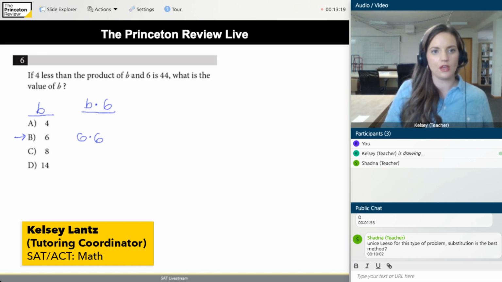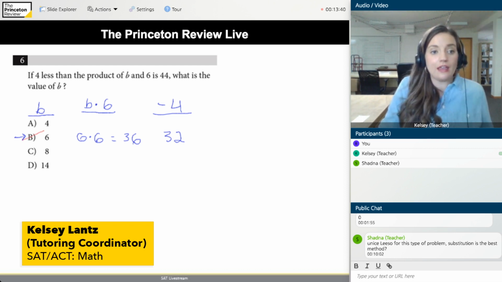Okay? And then the final step is 4 less. So we've got to translate that into what it is, which is subtracting 4. So if we subtract 4 from 36, that gives us not 44, it gives us 32. So that's not our right answer. And again, we're too low. So we can eliminate A and B because this value is too small. So let's try the next biggest one.